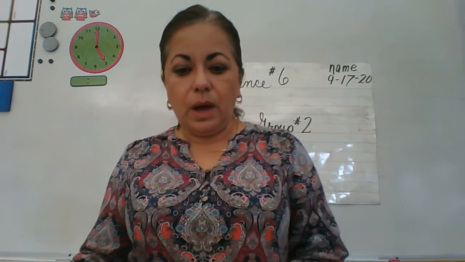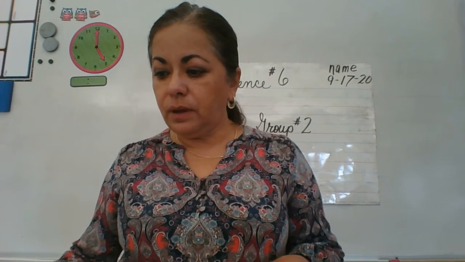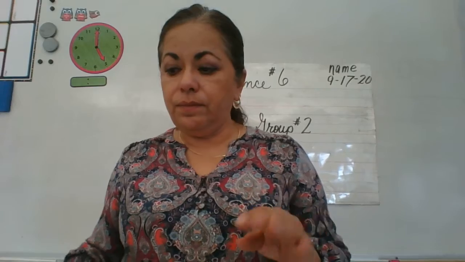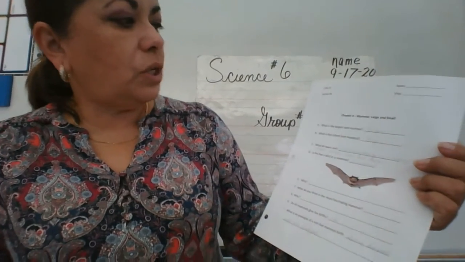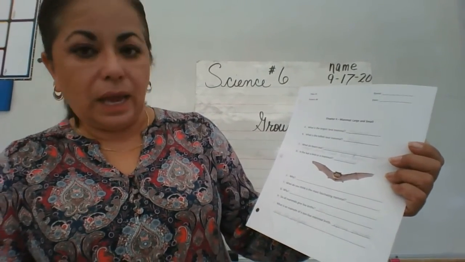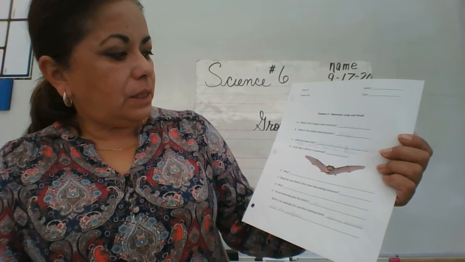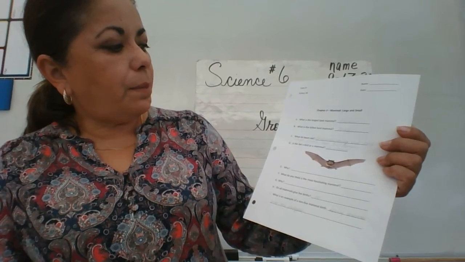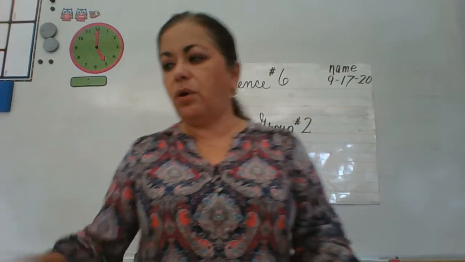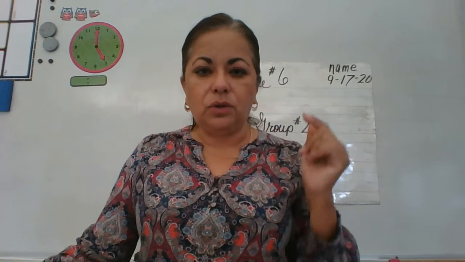Okay, so I'm going to read the first 4 questions. Question A says, what is the largest land mammal? B says, what is the tallest land mammal? And what do bears eat? And is the bat a bird or a mammal? Okay, so we have 4 questions that you already have an idea what you need to answer.